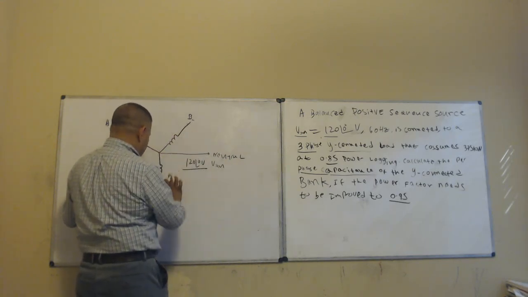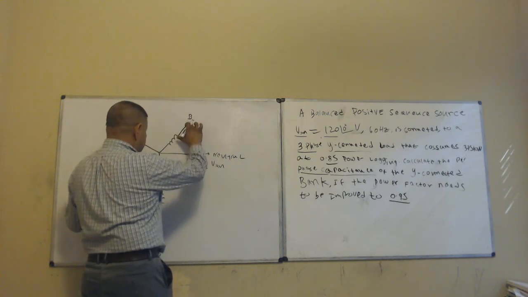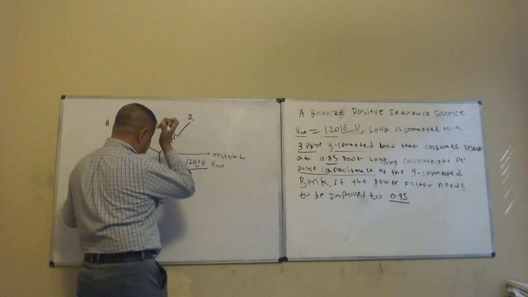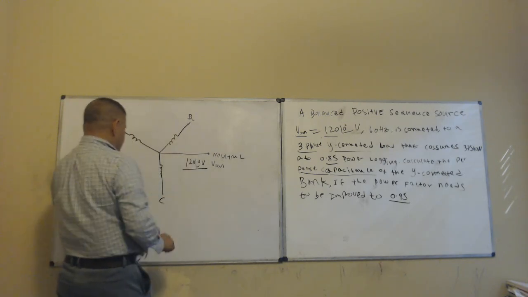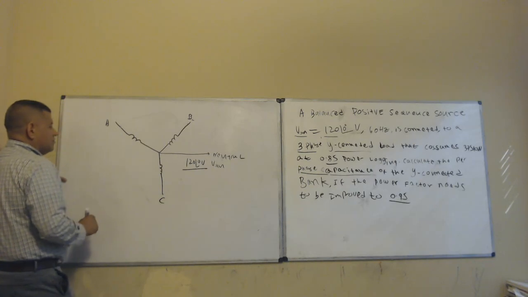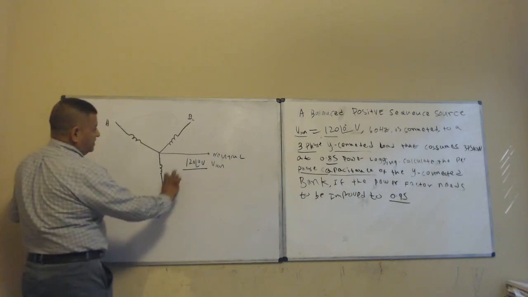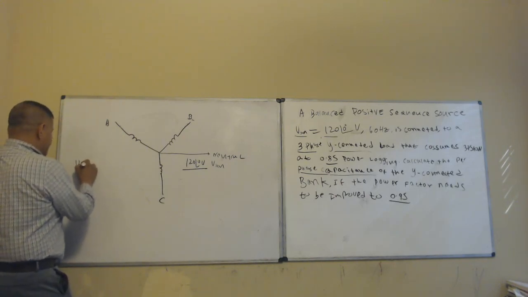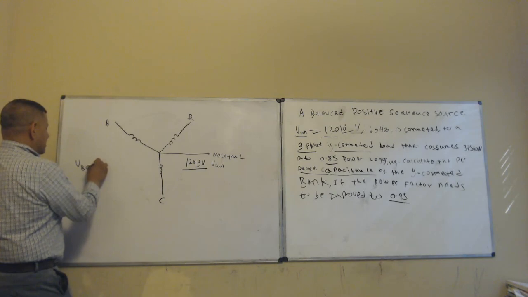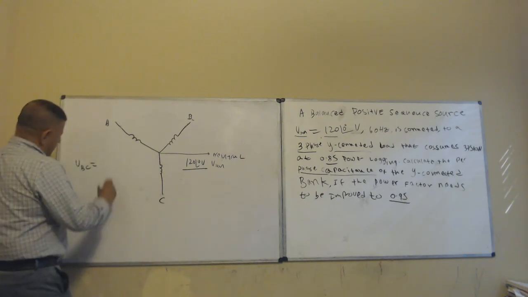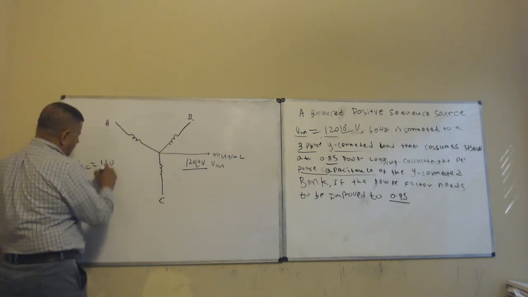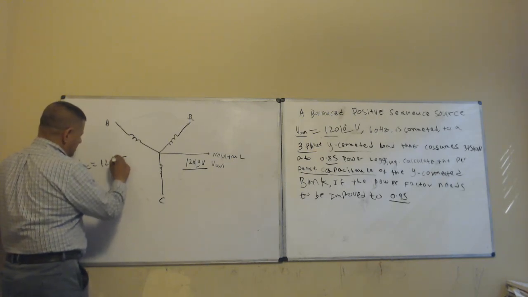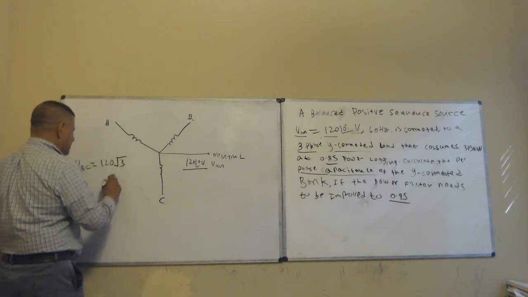Between this and this is actually the voltage across. Because let's say we want to find the voltage between this and this, what do I need to do? I need to say VBC is equal to what? It is equal to 120 volts times the square root of 3.